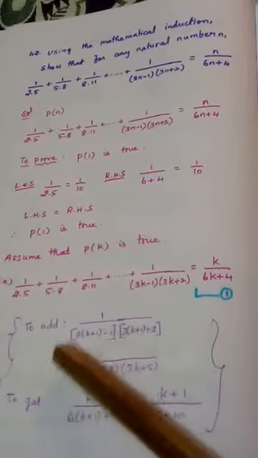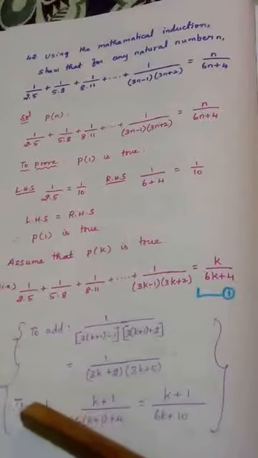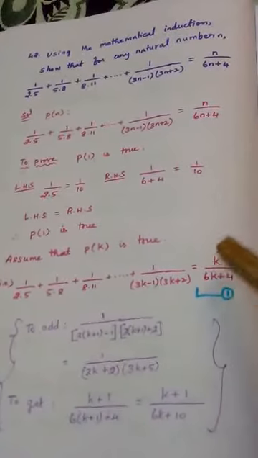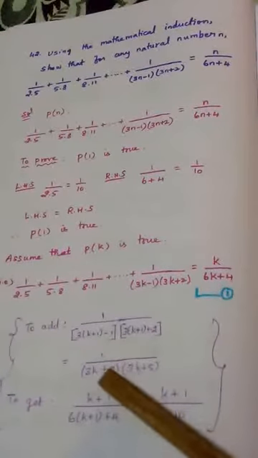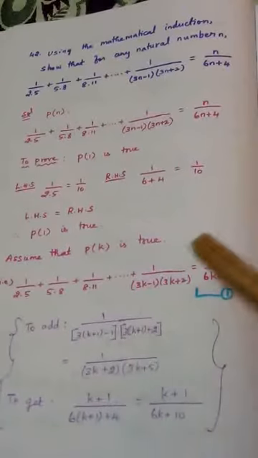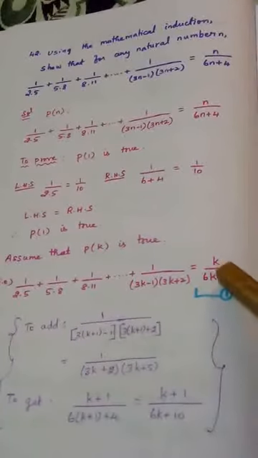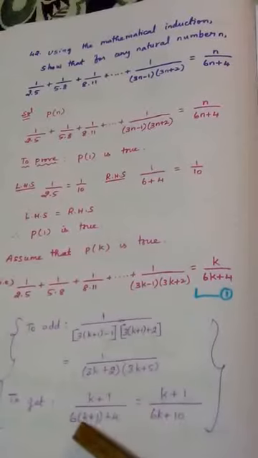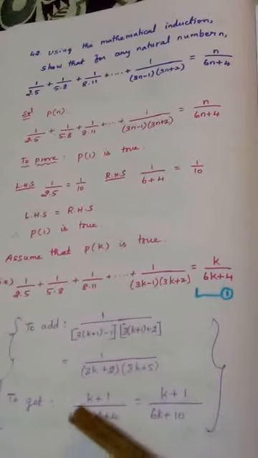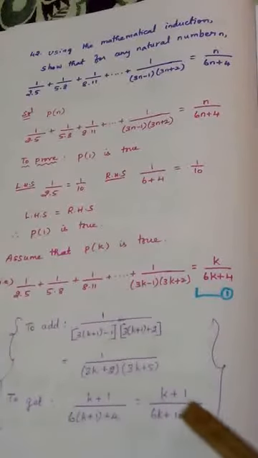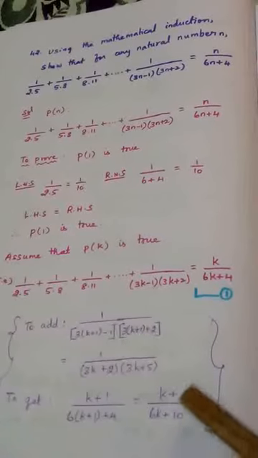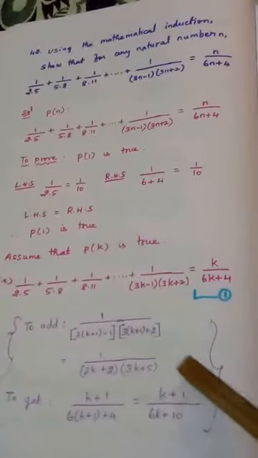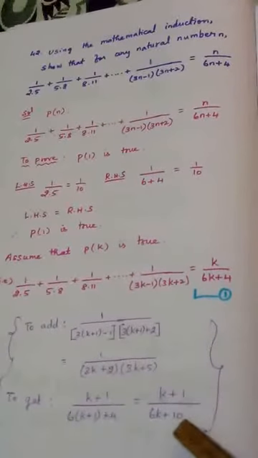Okay, what is the result that we should get? How to find that? In the RHS, you replace k by k plus 1. So numerator becomes k plus 1. In place of k, you write k plus 1, then plus 4. Bring the 6 inside. 6k plus 6 plus 4. 6 plus 4, 10. So finally we should get this as the answer: k plus 1 by 6k plus 10.